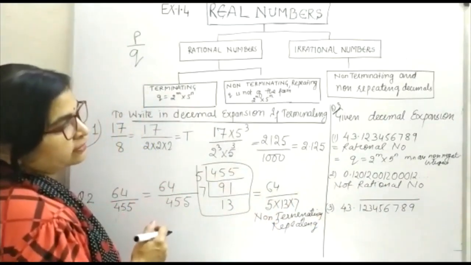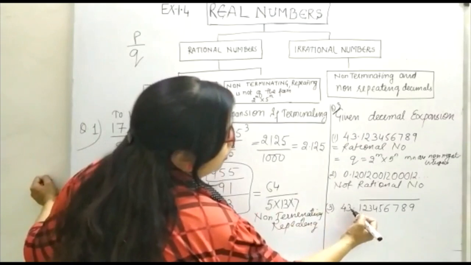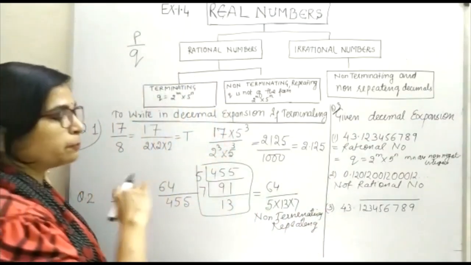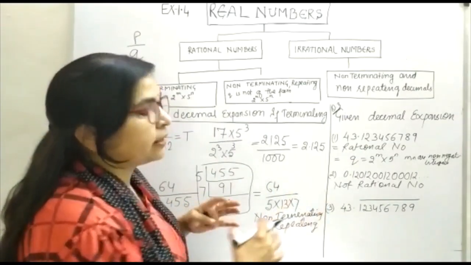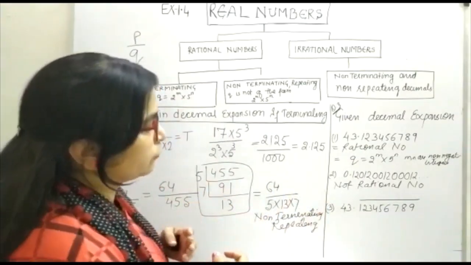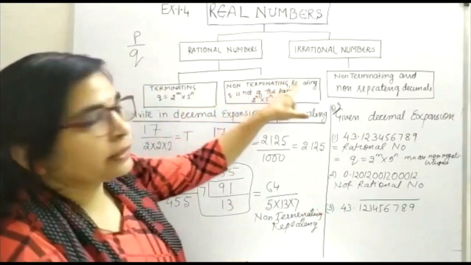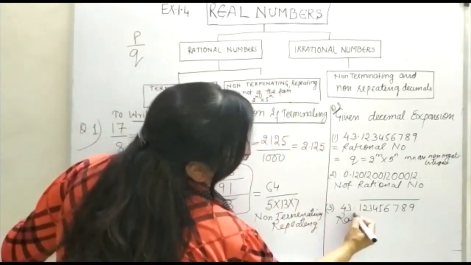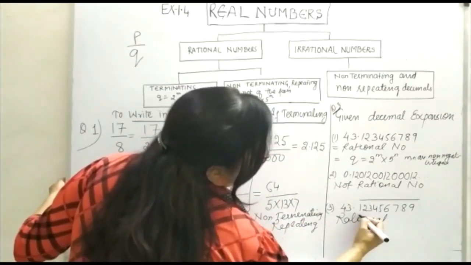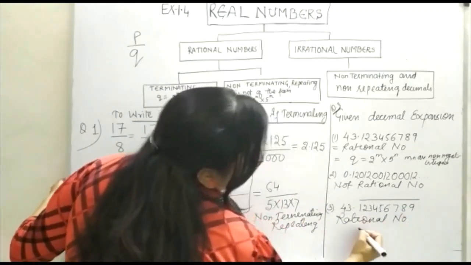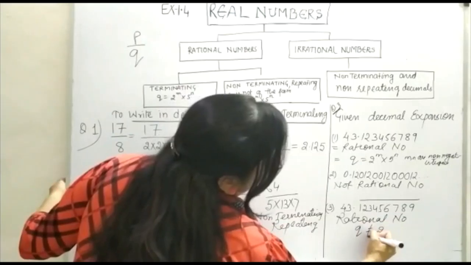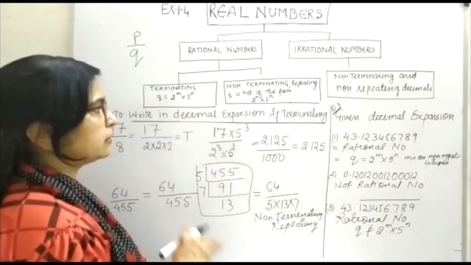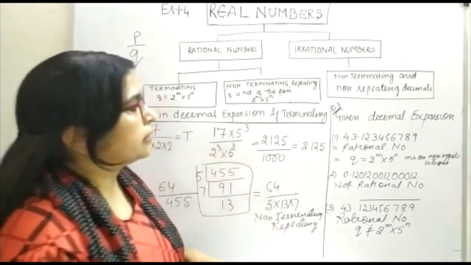Coming to the third, you can see a group of numbers, that is 43.123456789, with a bar sign. This bar sign shows that it is repeating. So this is of the form non-terminating repeating. Here again you can write that this is a rational number, and q is not of the form 2 to the power m into 5 to the power n. That means it is understood it is non-terminating repeating.